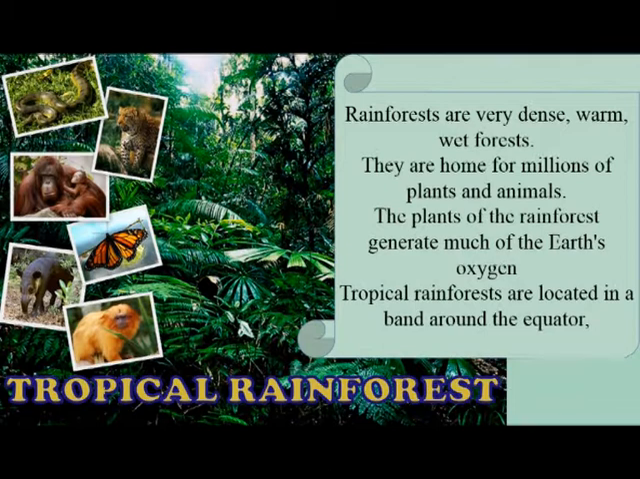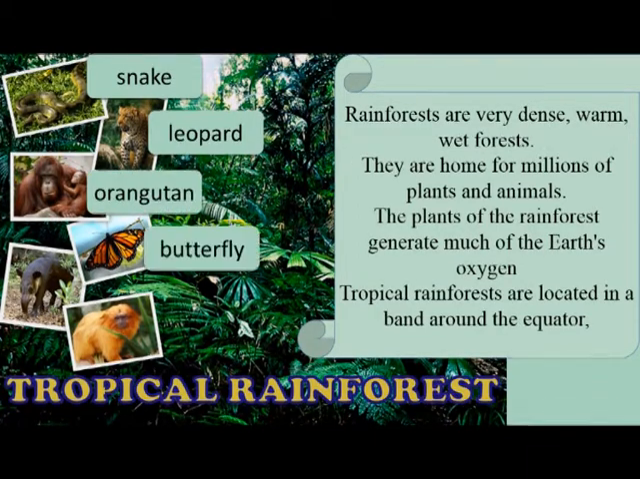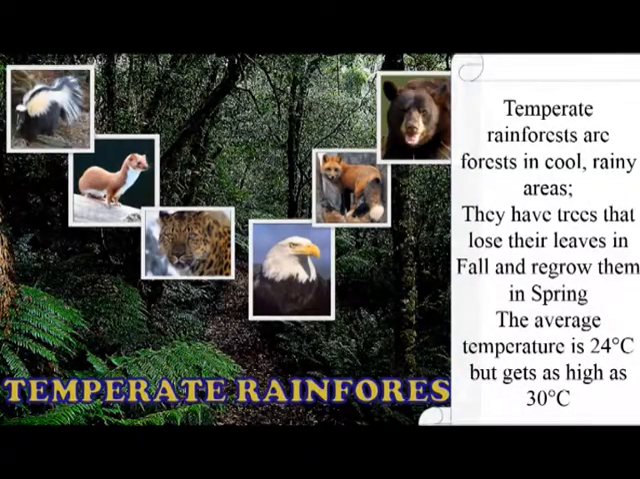Tropical rainforest. Rainforests are very dense, warm, wet forests. They are home for millions of plants and animals. The plants of the rainforest generate much of the Earth's oxygen. Tropical rainforests are located in a band around the equator. Examples of animals are snake, leopard, orangutan, butterfly, tamarin, and tapir.